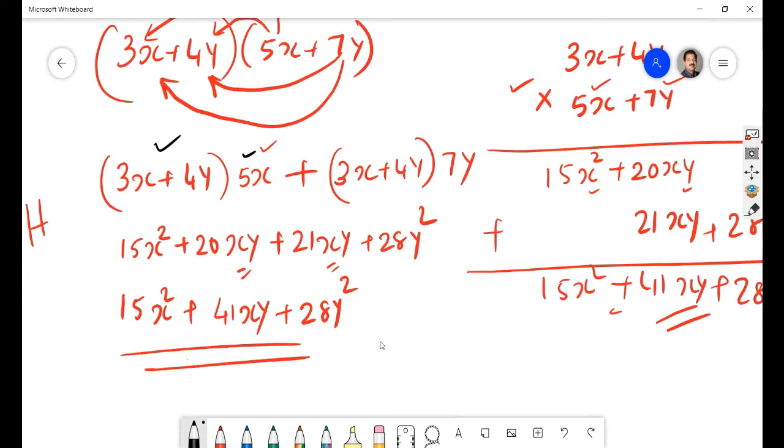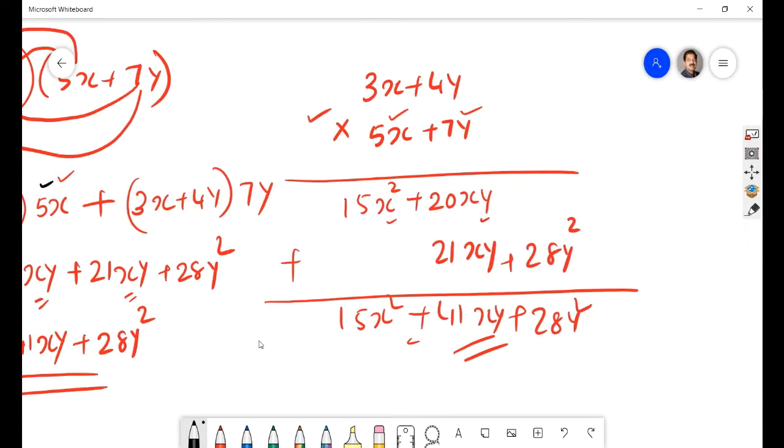Here also, whether you are multiplying with 7y first or 5x first is not that important. You will get the same answer. One thing is very important: like terms to be placed one below the other so that your answer will come out correctly. Okay? This you should take care of. With this I am concluding this video.